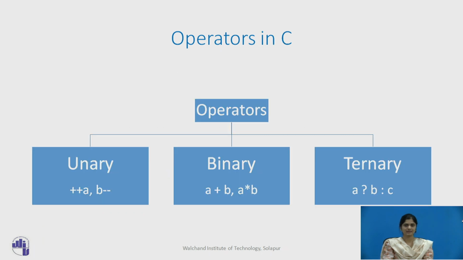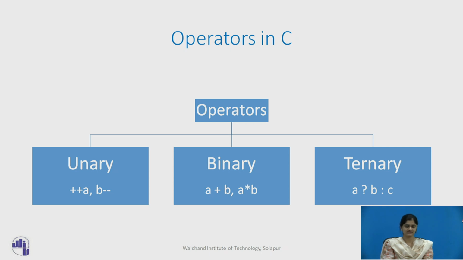Operators in C are basically classified as unary, binary, and ternary operators depending on the number of operands associated with them. Unary operators have a single operand associated with the operator. Examples of the unary operators can be increment and decrement operators. Plus plus a is an example of a unary operator, where plus plus, that is increment, is the operator and a is the single operand associated with it.